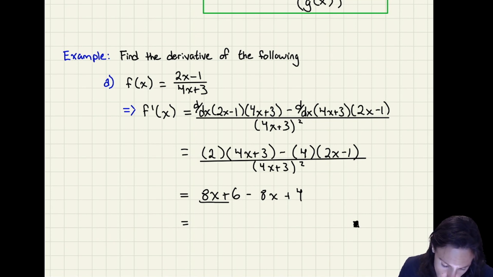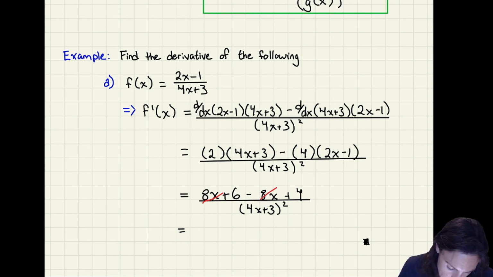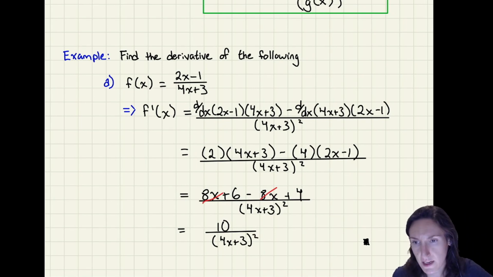And then again, all this divided by 4x plus 3 all squared. Okay, now for the numerator, our 8x's cancel, and we're left with what? We have 10 on the top divided by the bottom. And again, it's not necessary to expand the bottom. Okay, so it's fine to leave your answer like this.